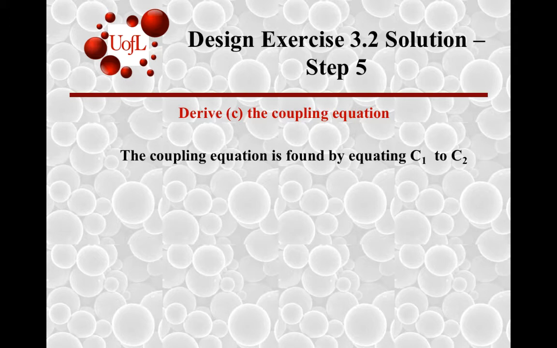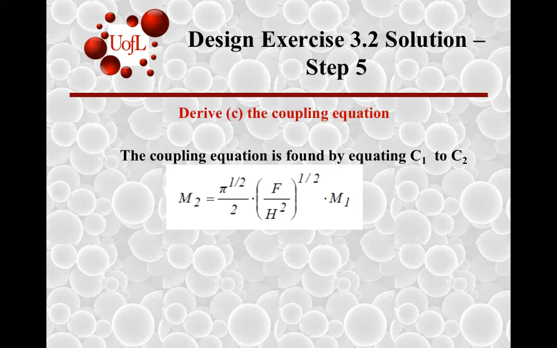When you set C1 to C2, you get something called a coupling equation that relates the two material indices, rho Cm by sigma C and rho Cm by square root of E.